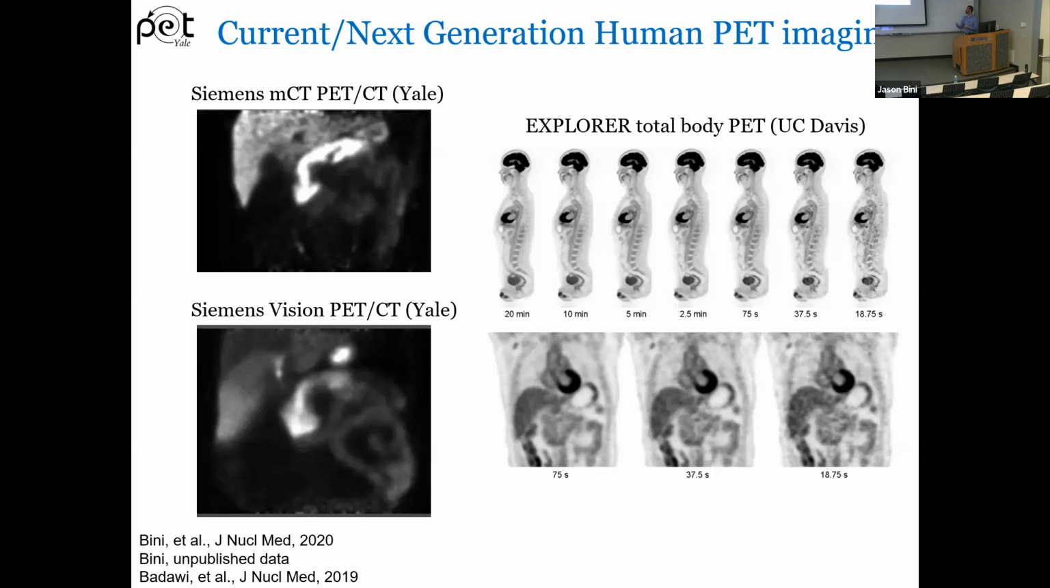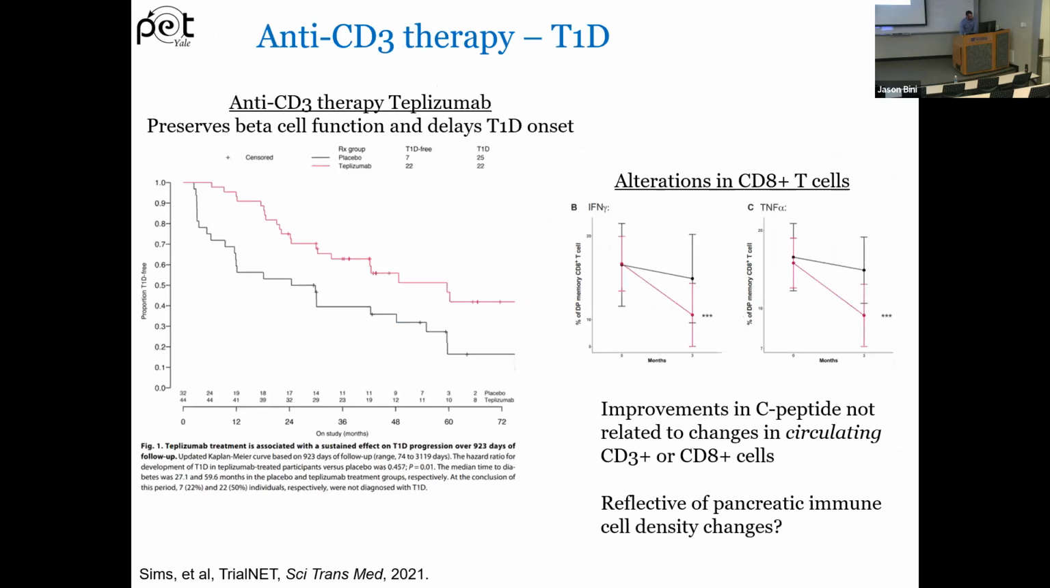If we want to move into, say, a pediatric population and try to do this, we can lower the dose 10, 20-fold, and then try to image pediatric patients as they develop diabetes. And so some of that now is motivated by the teplizumab trial, where they showed delayed progression of type 1 diabetes. That's an anti-CD3 therapy.